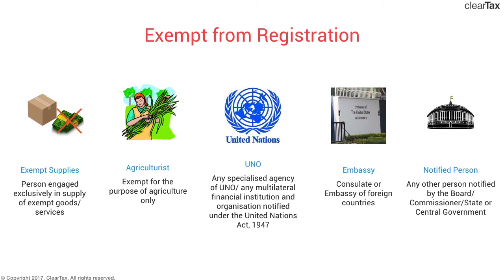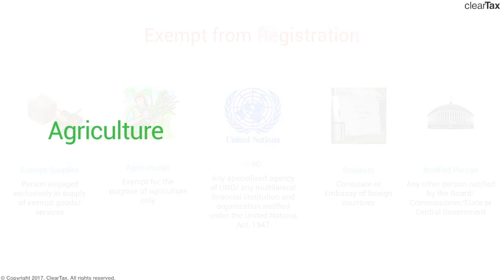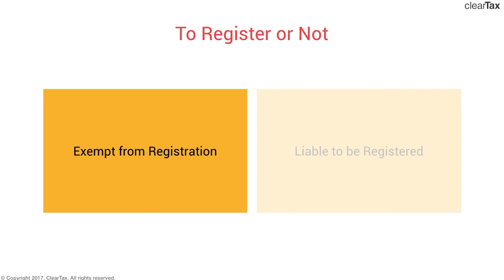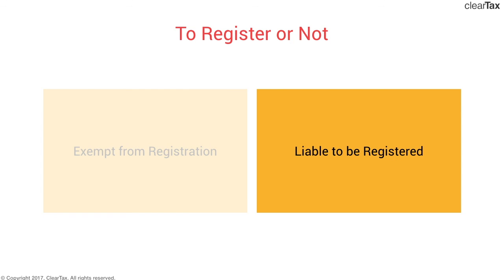Now, for this purpose of exemption, you need to know the definition of agriculture. It includes a lot of things other than just normal farming like floriculture, horticulture, sericulture, and a lot of other things. So keep that in mind as well when you check for exemption. So those were all the people exempt from registration. In the next video, we'll check out the people who are liable to register, which is a bigger list.